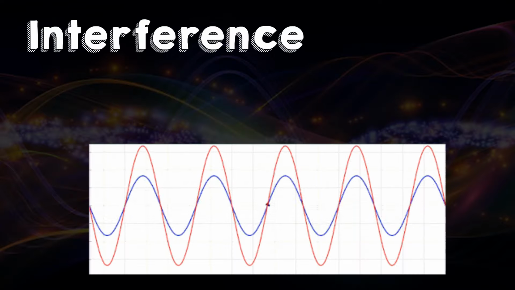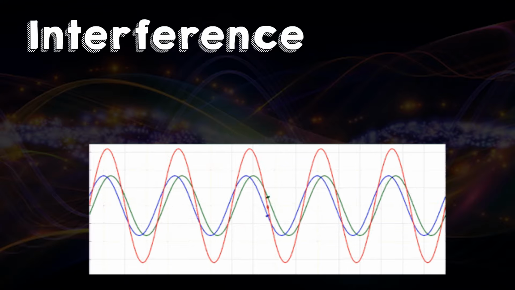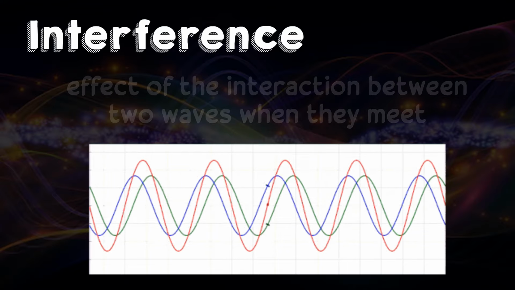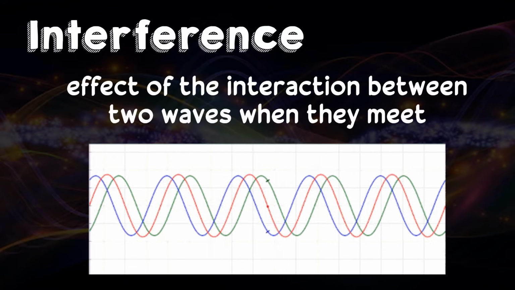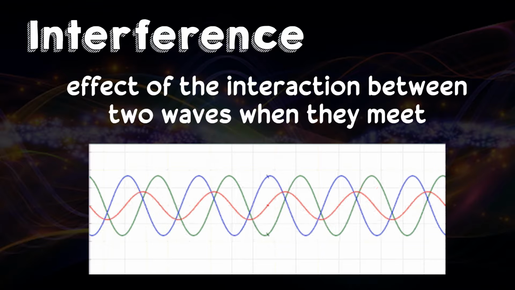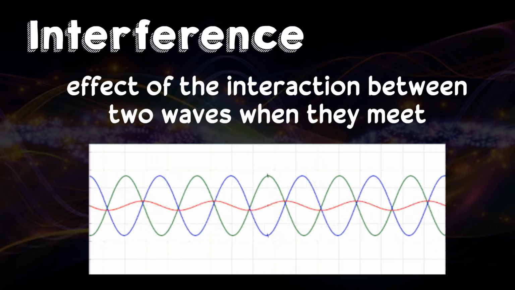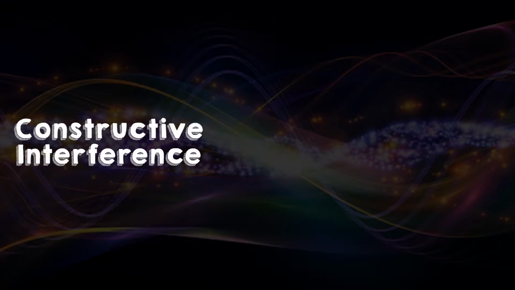The last property that we're going to discuss in this video is interference. It is the effect of the interaction between two waves when they meet. There are two types of interference, merong constructive and destructive. Let's start with constructive interference. Paano nangyayari ang isang constructive interference?